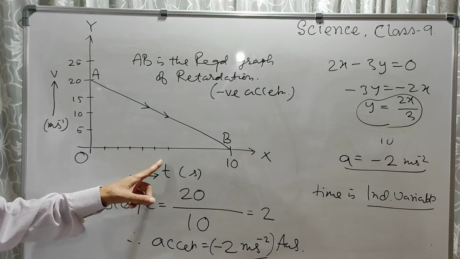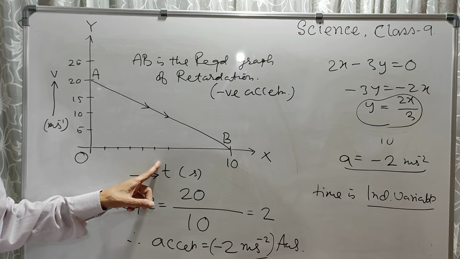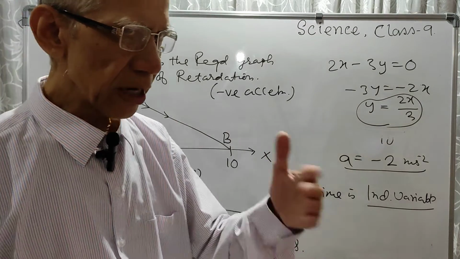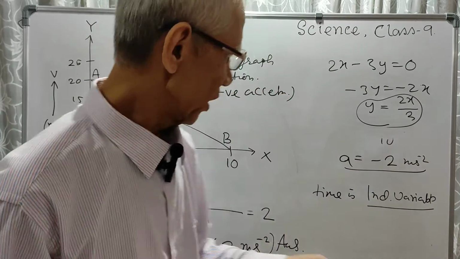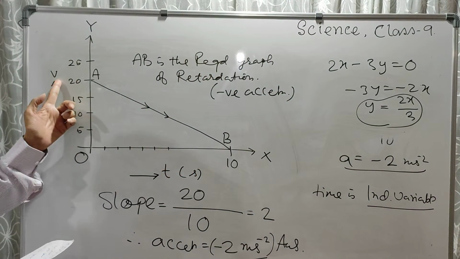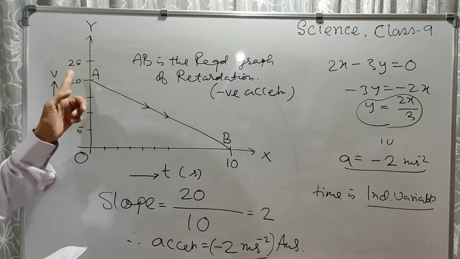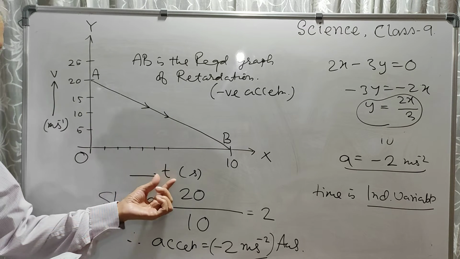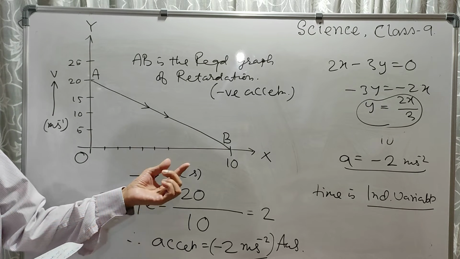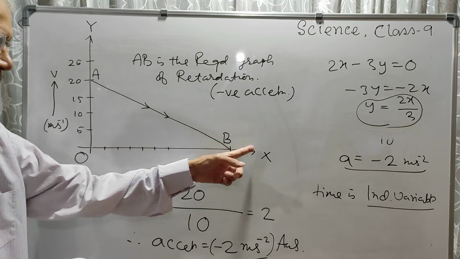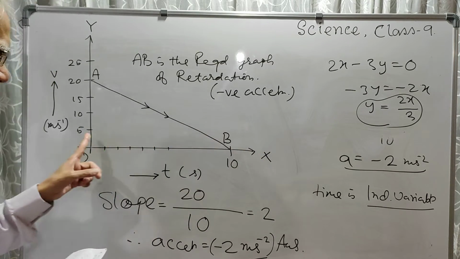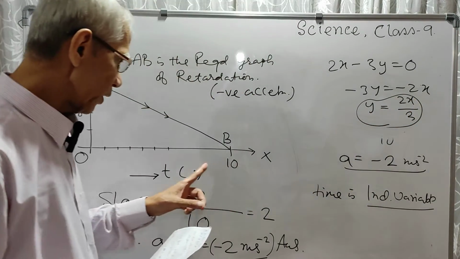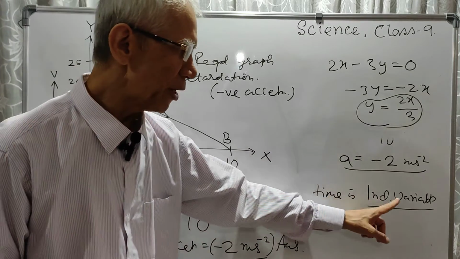Now in this case, time is always the independent variable because acceleration depends on time. Every second velocity increases. This is acceleration. And in this case, every second velocity decreases. So velocity depends on time. So time is the independent variable. Therefore, you always take the independent variable along the x-axis. We always take the x value along the x-axis because x is the independent variable, and similarly, we always take time along the x-axis because time is the independent variable.